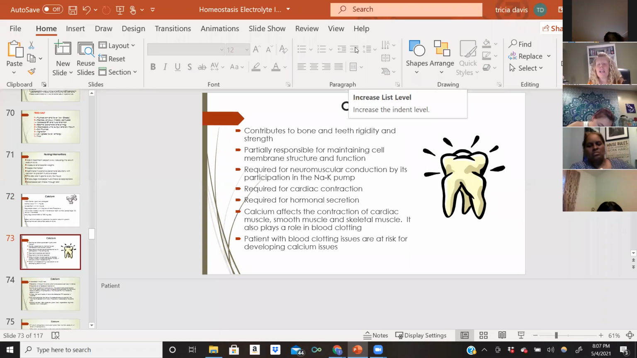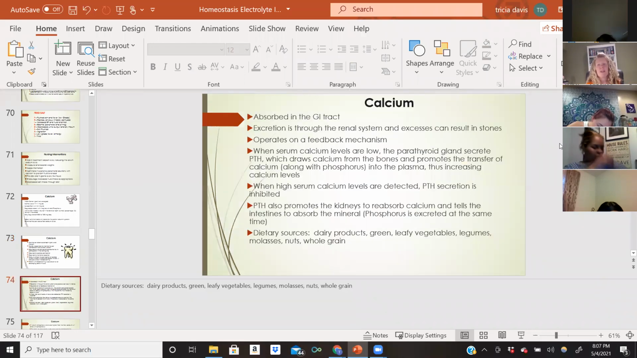And patients with blood clotting issues are at risk for developing calcium issues as well. So calcium is absorbed in the GI tract. Excretion is through the renal system, and excesses can result in stones, so kidney stones. I'm sure you guys have heard of that. Calcium operates on a feedback mechanism.